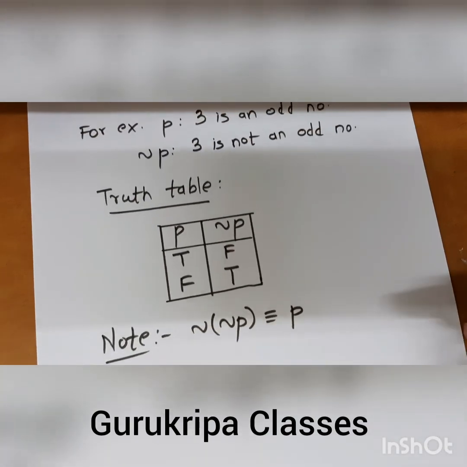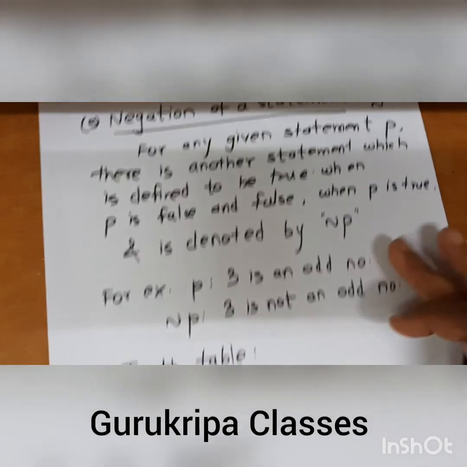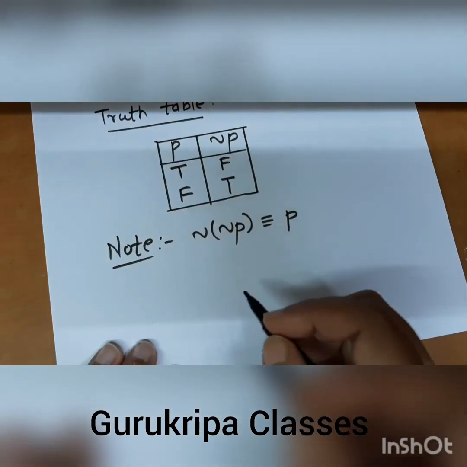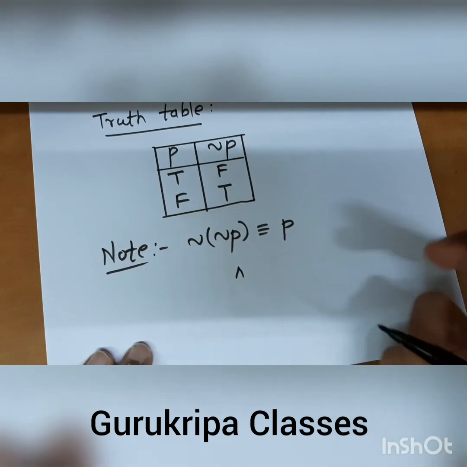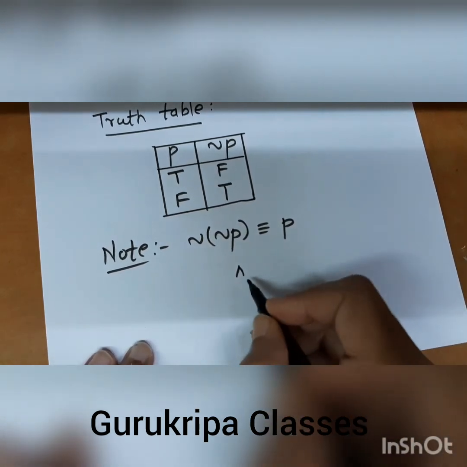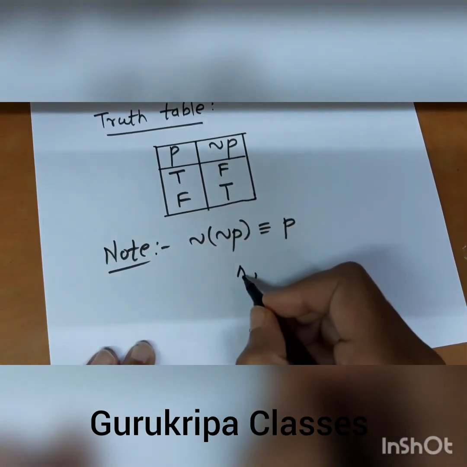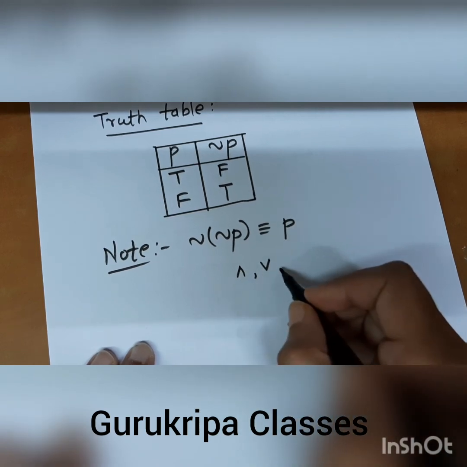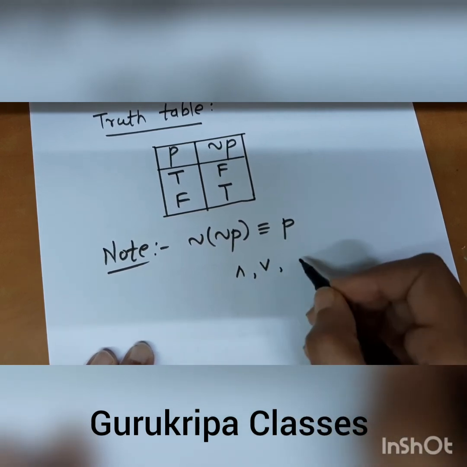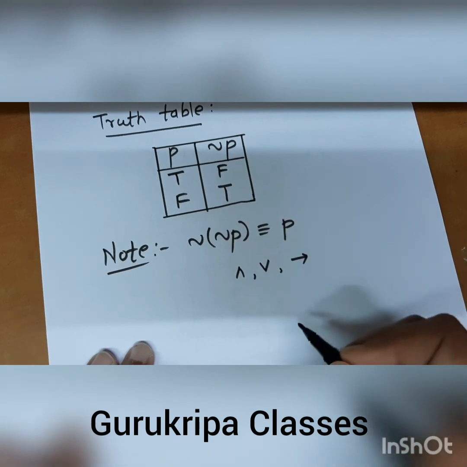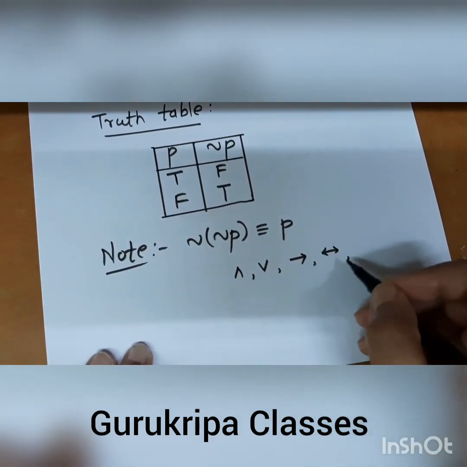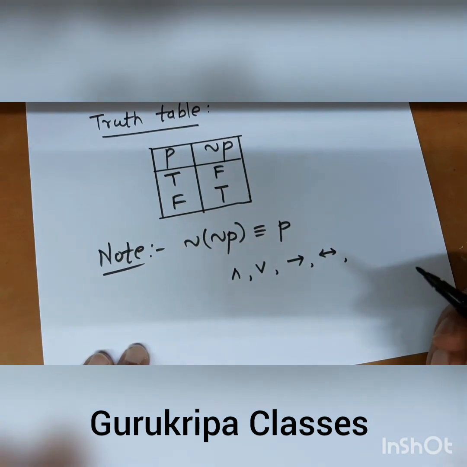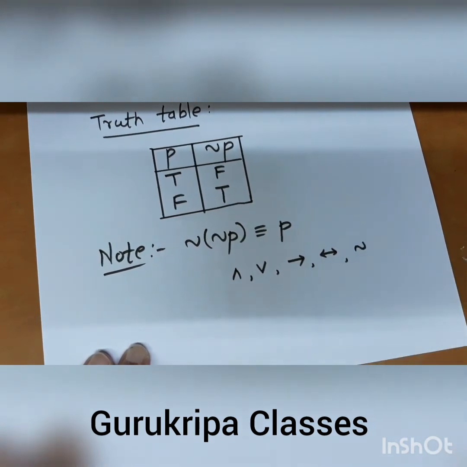So this is all we have learned today. First is the definition of logical connective, simple statement, compound statement. Connectives are conjunction, and this is disjunction, that is OR. Then we have learned implication, the if-then statement. Then we have learned biconditional, that is double implication, and then we have learned negation.